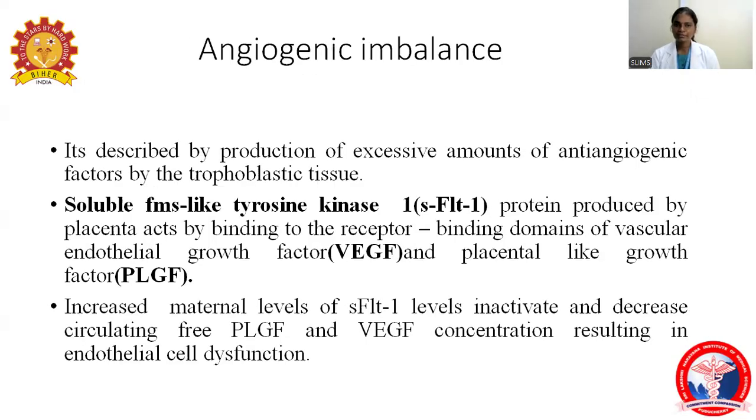Next is angiogenic imbalance. It is displayed by the production of excessive amounts of anti-angiogenic factors by the trophoblastic tissue. Soluble FMS-like tyrosine kinase protein produced by the placenta acts by binding the receptor binding domains of VEGF, vascular endothelial growth factor, and placental growth factor. So increased levels of soluble FMS-like tyrosine kinase inactivate and decrease circulating levels of VEGF and placental growth factor, and this results in endothelial cell dysfunction and angiogenic imbalance.